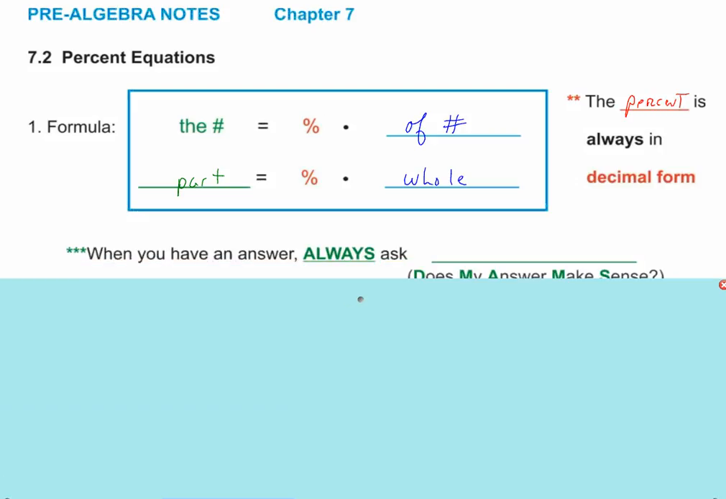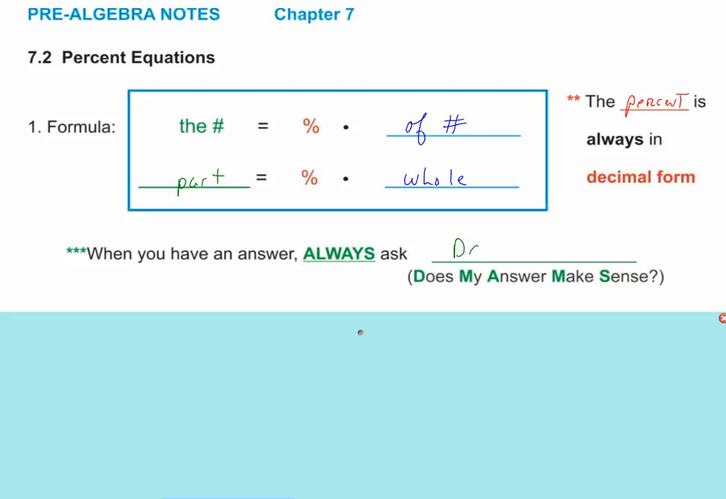Now, you don't have that part either, do you? When you have an answer, always ask Demams. Did we do Demams in here yet? No. All right, we've done Arbum, but we haven't done Demams. So I'll give you time to copy that. When you have an answer, always ask Demams. Does my answer make sense?